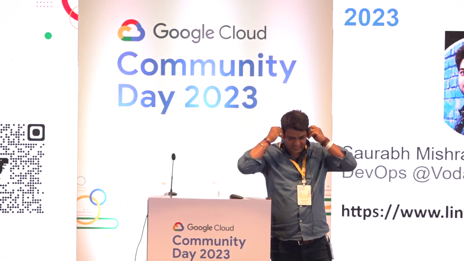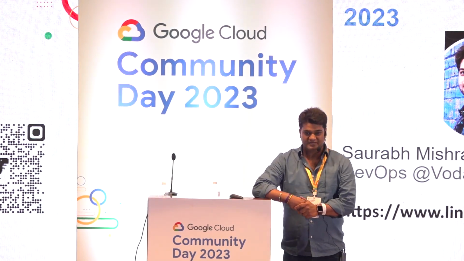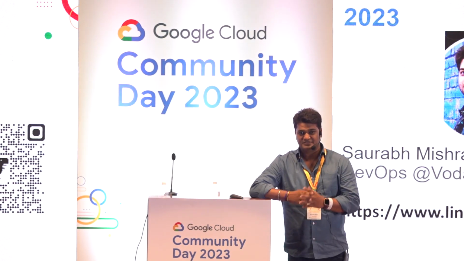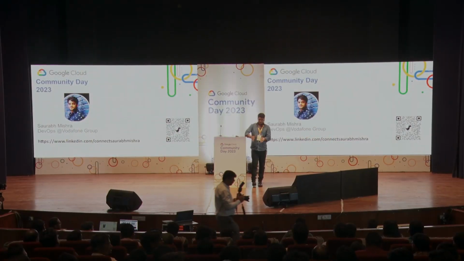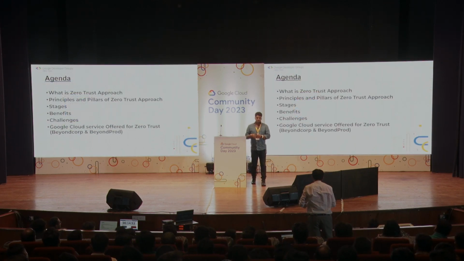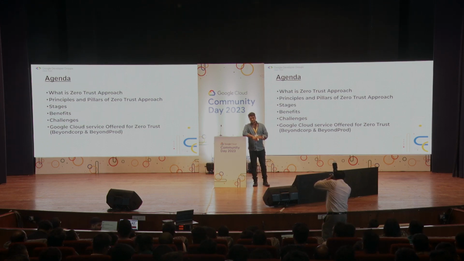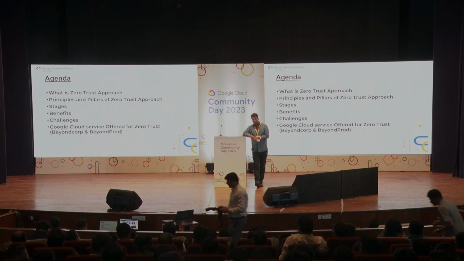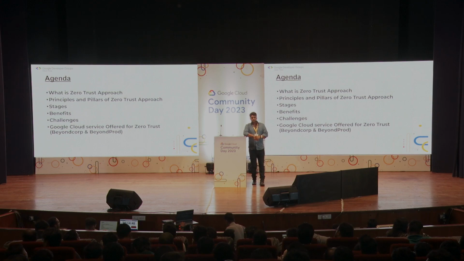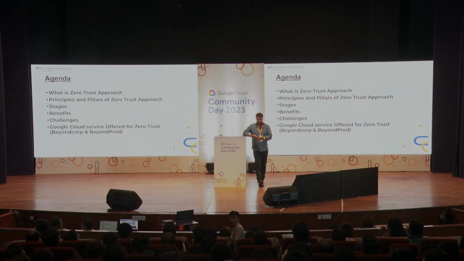So let's move on. I have very little time. I have only 10 to 15 minutes to cover all this, and today's topic is all about what zero trust is and why companies are moving from perimeter security to a zero trust security approach. So, the agenda of this presentation is what zero trust is, what the principles and pillars of zero trust are, what the benefits and challenges of this security approach are, and we are also discussing the Google Cloud services offered related to zero trust. I'm talking about BeyondCorp and BeyondProd.